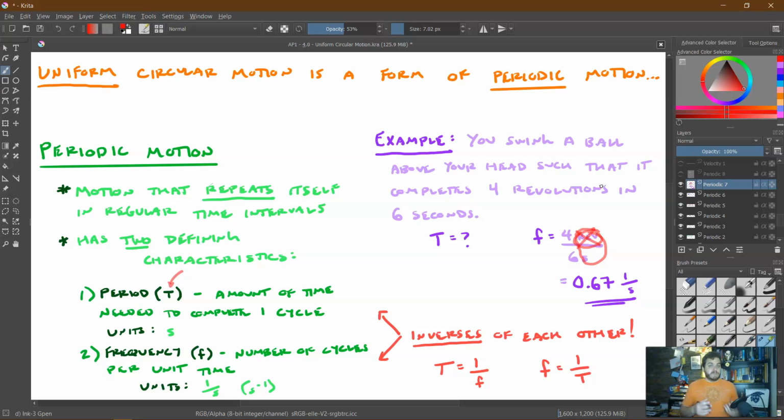Now, if I want to find the period, I just find the inverse of this. So I take the inverse, and I get 1 over the frequency, which is 1 over 0.67, and I get 1.5 seconds. That is, the amount of time per circle is 1.5 seconds. So be very, very careful. Just focus on the units.